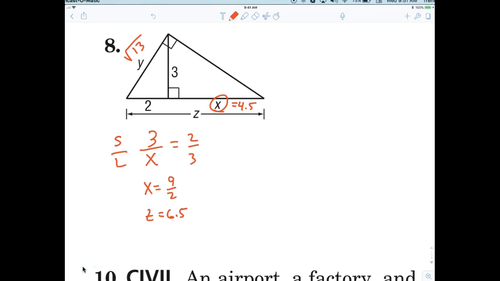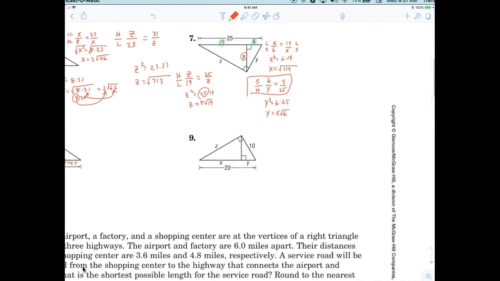I did a squared plus b squared equals c squared. Listen to me. Again, I always tell kids, do it the easy way. We all know a squared plus b squared equals c squared. Does everybody remember that? So 2 squared plus 3 squared equals y squared. For the other triangle, we do 4.5 squared. So many ways you can do it. All right, let's move on. Here we go.